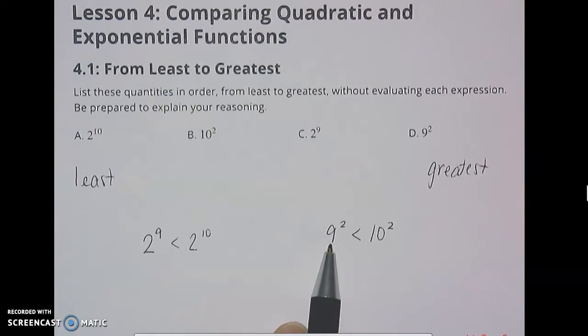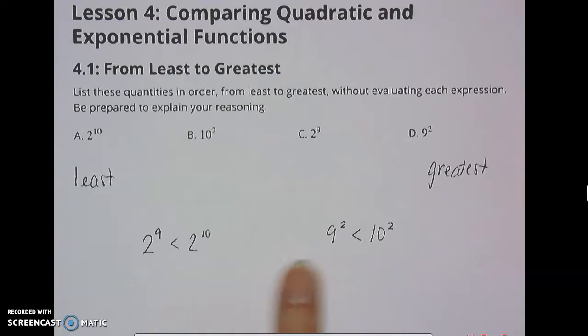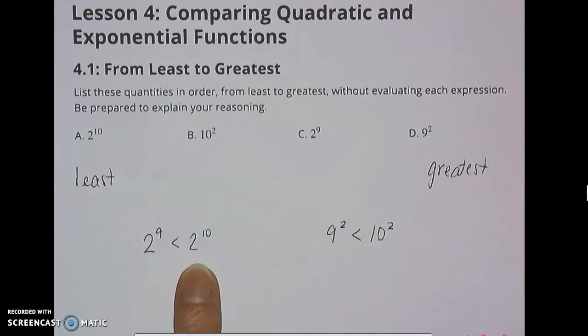Just from your basic math facts from the past, you should know that 9 squared is 81 and 10 squared is 100. Again, I know that's kind of evaluating, but we're not typing it into the calculator to figure it out. So now we have to figure out which order these go in. Is it going to be 2 to the 9th, 2 to the 10th, and then 9 squared and 10 squared? Or is it going to be 9 squared, 10 squared, and then 2 to the 9th, 2 to the 10th?